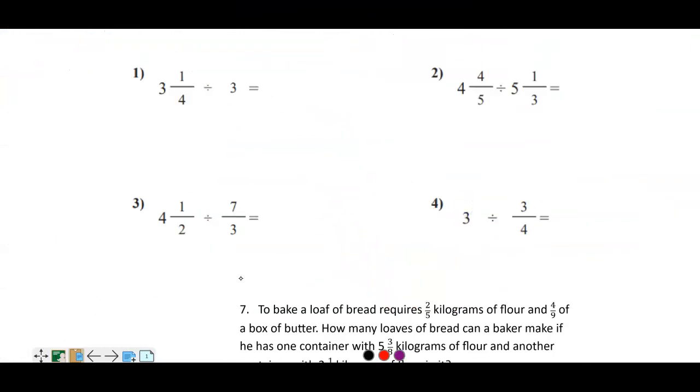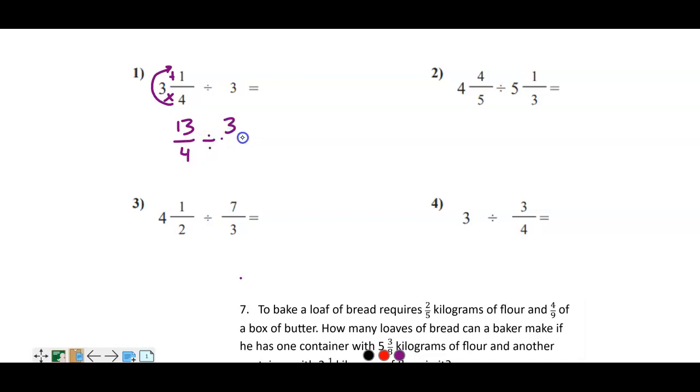All right, 3 1/4 divided by 3. First of all, we need to make sure we have mixed numbers changed into fractions, so we can only use fraction form. So 3 1/4. Remember, we're going to change this into a fraction. So 4 is our denominator. We multiply 4 times 3, we add the 1, and we get 13 as our numerator. So this math problem is 13/4 divided by 3.